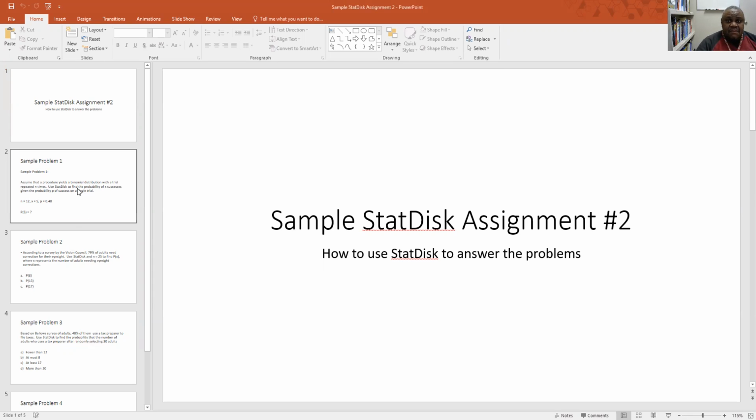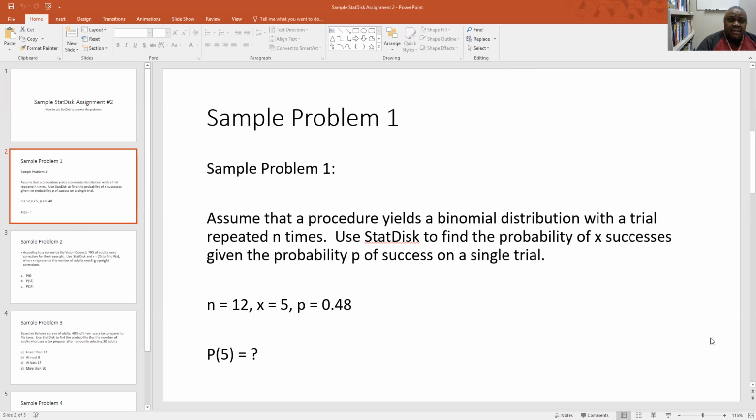So in sample problem number 1, let's assume that a procedure yields a binomial distribution with a trial repeated n times. And we want to use StatDisk to find the probability of x successes given the probability p of success on a single trial.